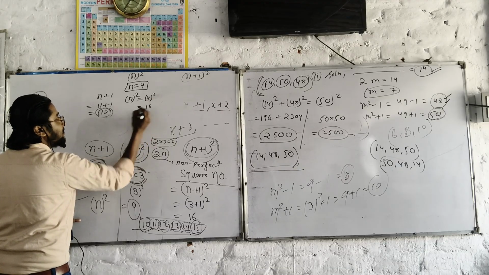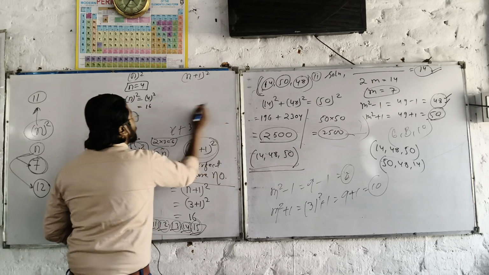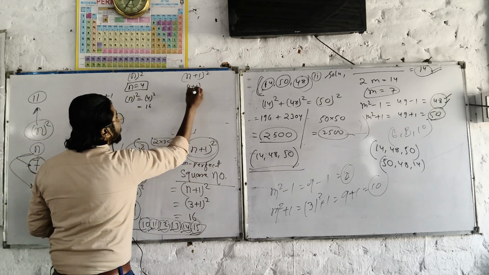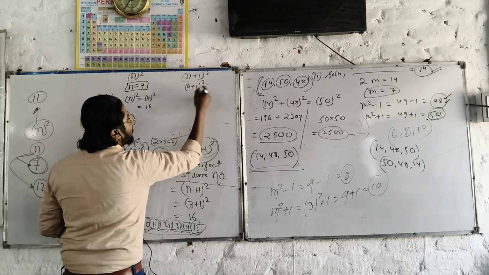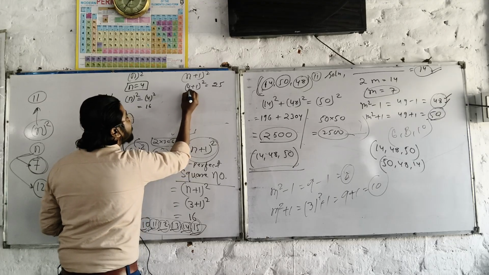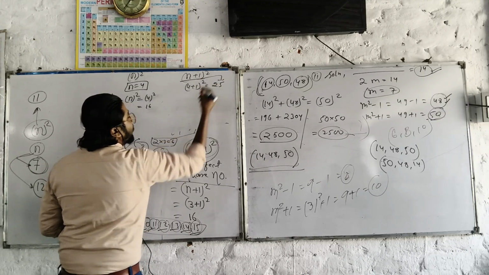4 square. What will you get, guys? 16. Okay, (n plus 1) whole square. So what value of n did we take? 4. So (4 plus 1) whole square. 4 plus 1 equals 5. 5 whole square? 25. The value of n square is 16, and (n plus 1) whole square we got is 25.